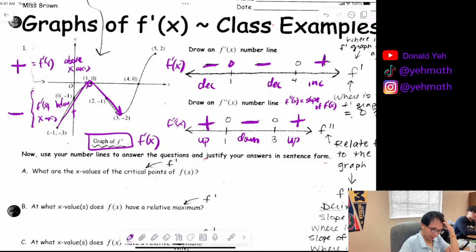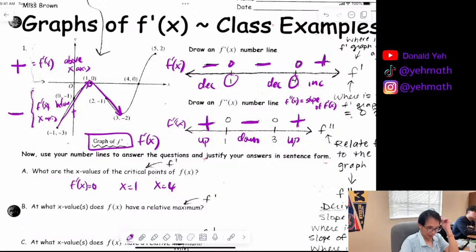What are the x values of the critical numbers? Well, f prime of x equals 0, where? 1, 4. According to that, see that? This is a 1 and 4, these are critical numbers.